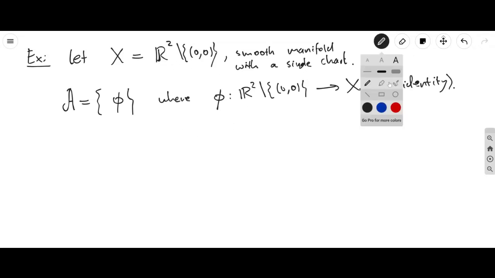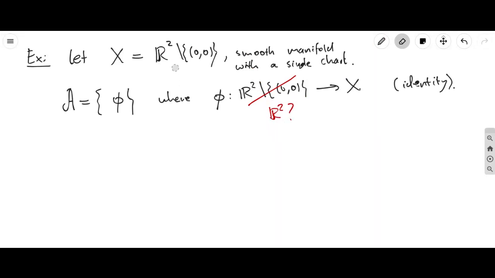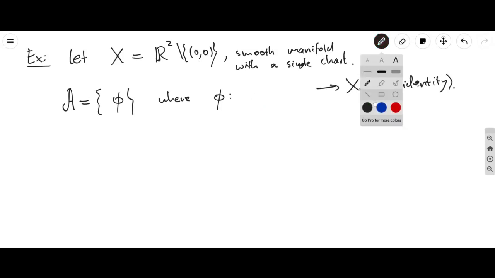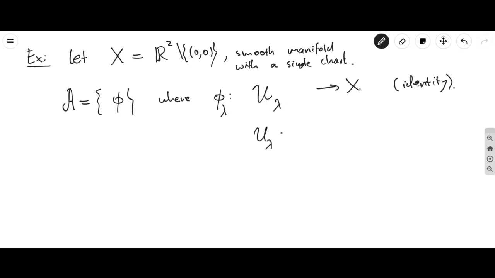You might be bothered by this. You might say, is it not the case that this should be R2? Because that's the way we set everything up. That is true, that a lot of the time in the definitions in general, we just assume it's Rn, where n is the dimension of the manifold, because it's just more convenient. But you did have a problem on the homework that allows more flexibility, that when you have charts, they do not necessarily have to go from Rn. They can go from U, like U lambda, which is just an open set in Rn, where n is the dimension of the manifold. You can have a little bit more flexibility. Sometimes that's convenient. So here our open set will just be the punctured plane.